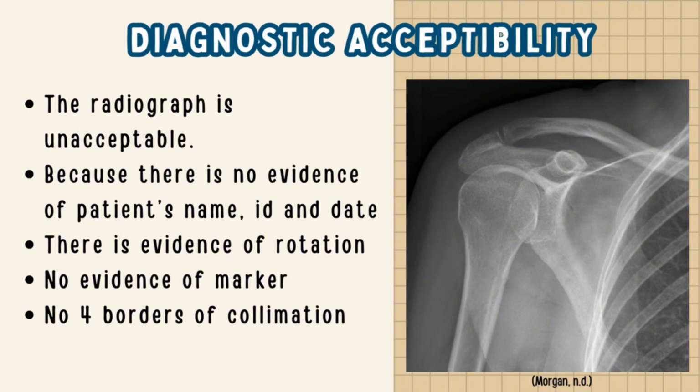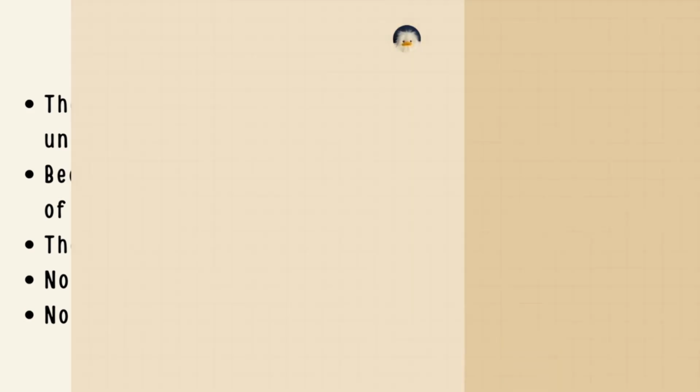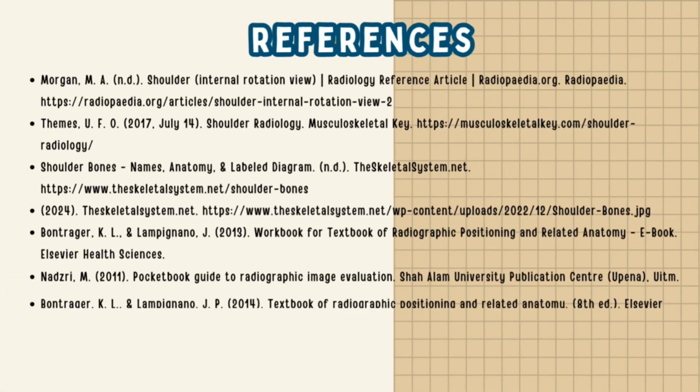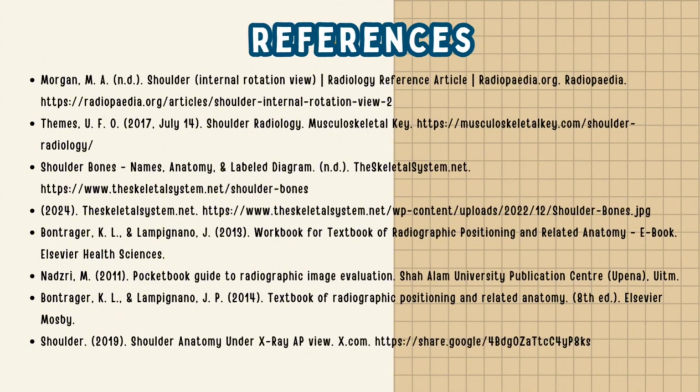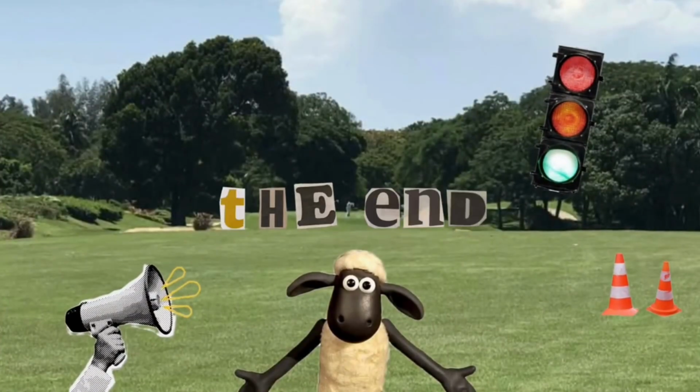However, some errors may still be tolerated, such as minor rotation, small artifacts, or lack of collimation, as long as they do not affect diagnosis. Therefore, radiographers must use clinical judgment, considering the risk and benefit before deciding to repeat an examination. This is the reference that I'm using for my presentation.